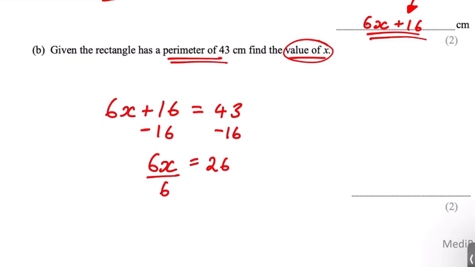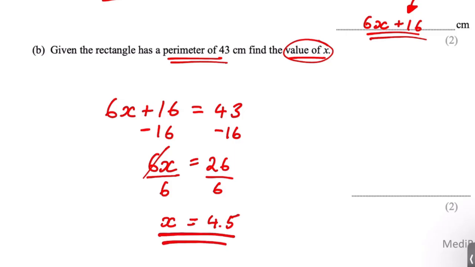because at the moment it's being multiplied by 6. So to get rid of it, we're going to divide by 6, and whatever we do to one side, we're going to do the same to the other side. So we're going to divide by 6 on this side as well. Okay, so 6 divided by 6, that's going to get rid of that 6. So we're left with x on this side, and then 26 divided by 6 is going to get you an answer of 4.5.